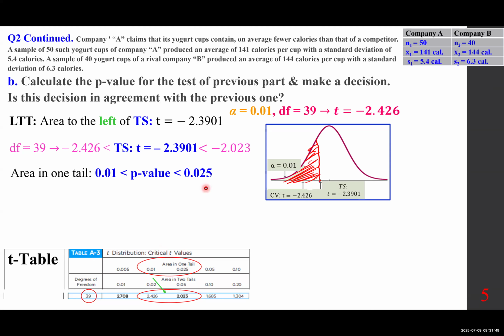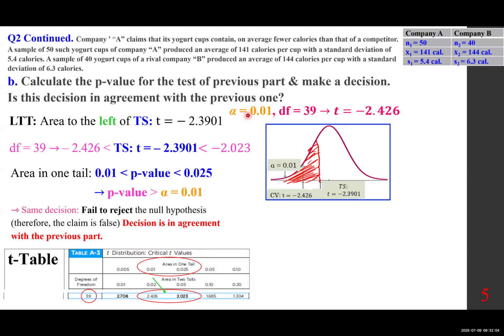And this p-value is larger than 0.01 and less than 0.025, clearly larger than 0.01, and you have the same decision: fail to reject the null hypothesis. Therefore, the claim is false. The decision is in agreement with the previous point.